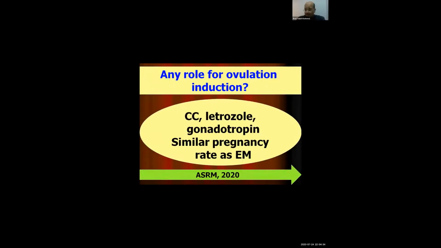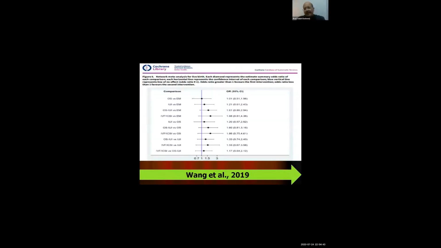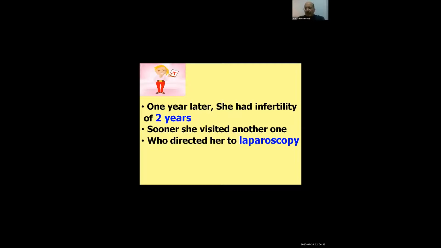Whether there is any role of ovulation induction in that young lady after 1 year of infertility, I think, again, this was discussed by Dr. Dracopoulos. One year later, now we are coming again to the story. After 1 year, she has infertility of 2 years duration. She visited another gynecologist who directed her towards laparoscopy. Now she is about 26 years old, 2 years infertility, and she underwent laparoscopy.